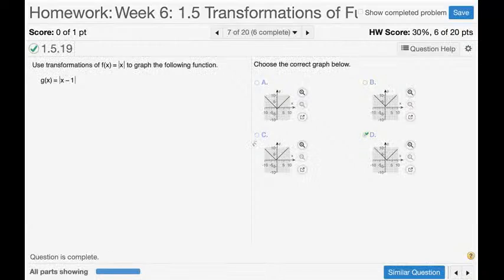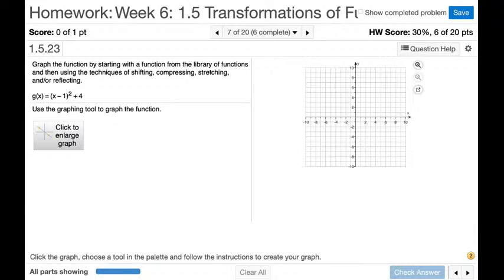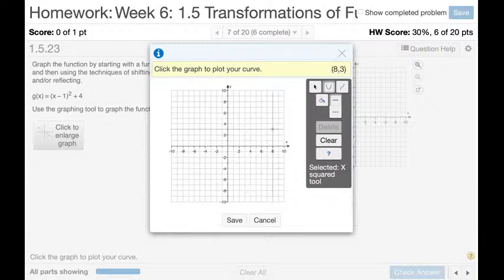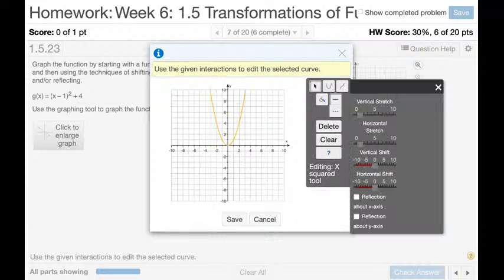Okay, this is a parabola. We're going to move it right 1 and up 4. I'm just going to click here, and I want to go to the right by 1 and up by 4. And that's it.